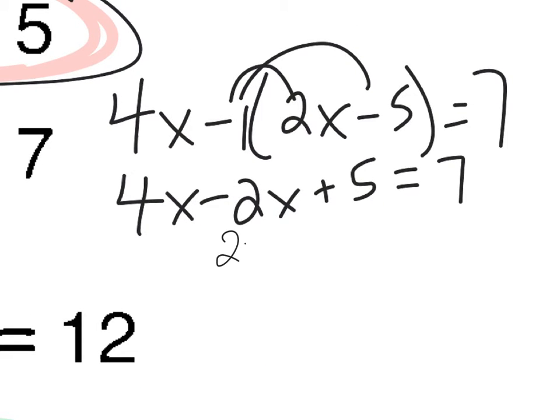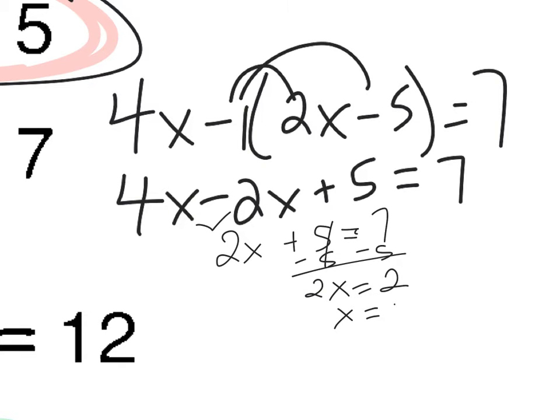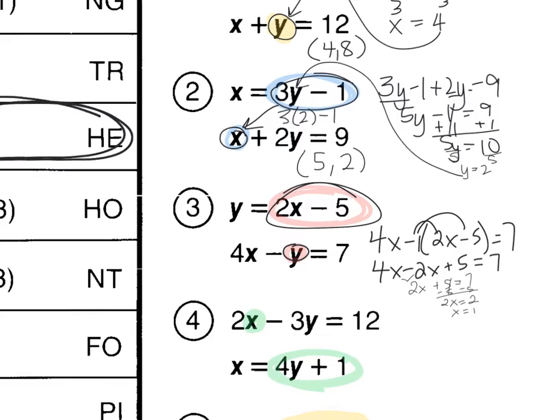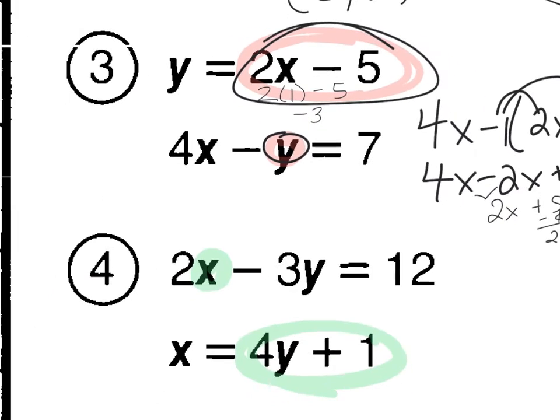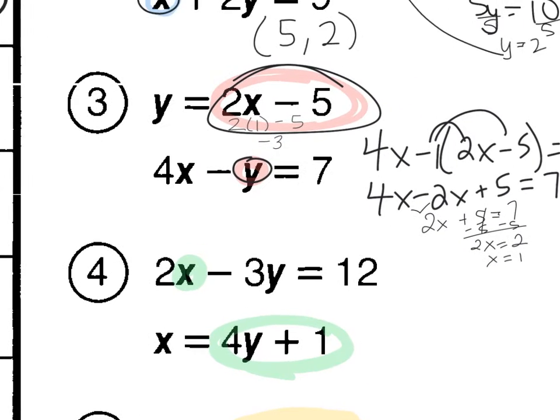Alright, so this is going to say 2x when I put those together, plus 5 equals 7. Take away 5. 2x equals 2 and x equals 1 when I divide. Now, if I take the 1 and plug it back in right here, it's going to say 2 times 1 minus 5, which is negative 3. Okay, so this is going to say 1, negative 3.